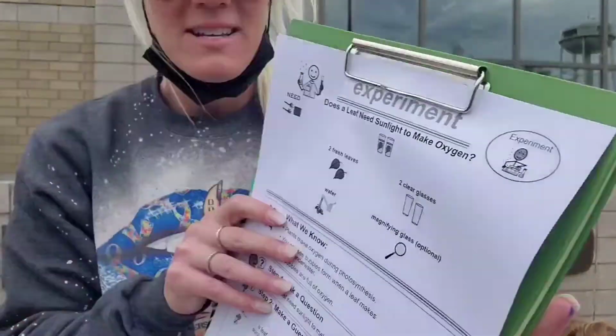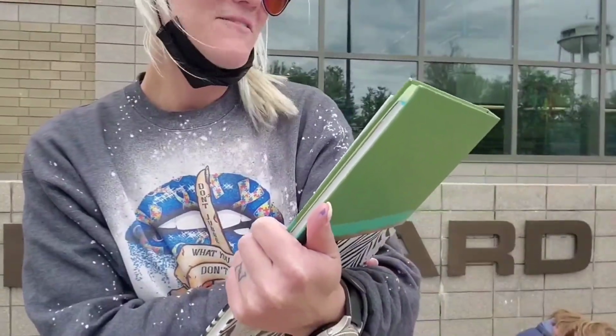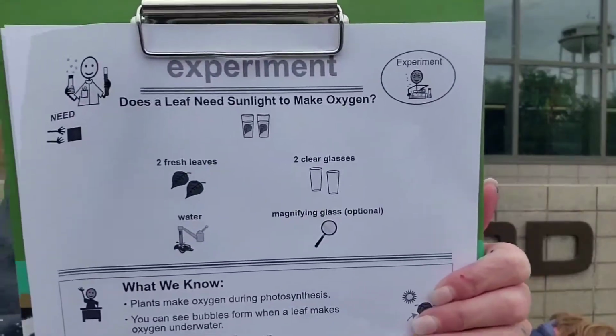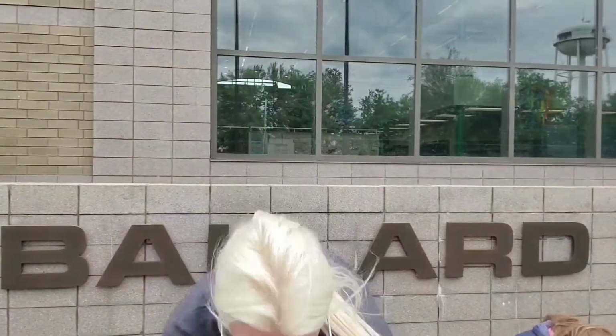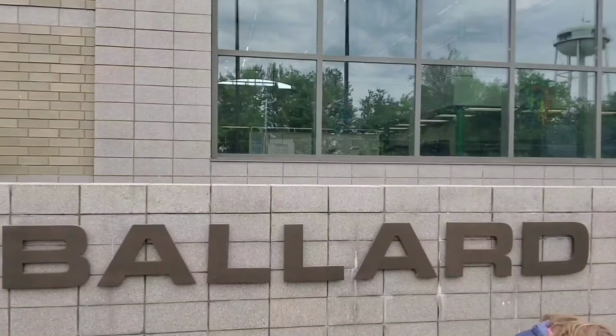Today we will be doing our high school experiment lesson on does a leaf need oxygen, or no, does a leaf need sunlight to make oxygen? So for our science experiment, we're going to need 2 leaves, which our middle schoolers are going to go search around for a leaf. We have 2 clear glasses.